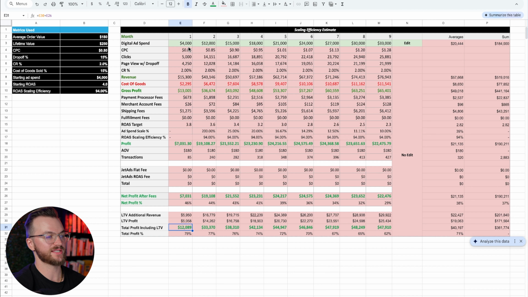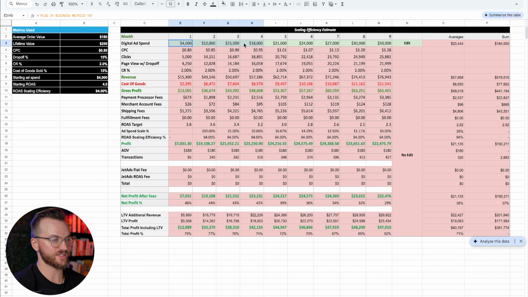So now we can see that with the same ad spend, and having improved everything, we're getting an 80 cent cost per click, which is 5,000 clicks and 4,200 landing page views. A 2% conversion rate is $15,000 in revenue. After cost of goods sold, we have $13,000 in gross profit. After ad spend and everything like that, it generated a $7,000 profit, which, including lifetime value, is about $12,000 in total profit at a 3.8 ROAS.